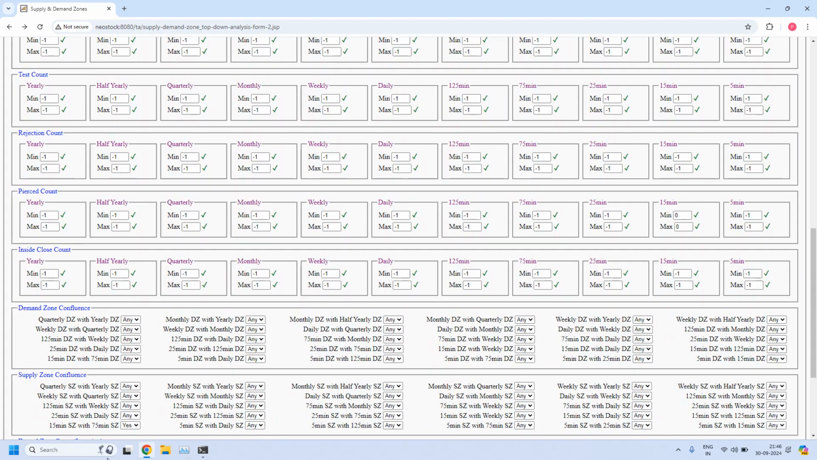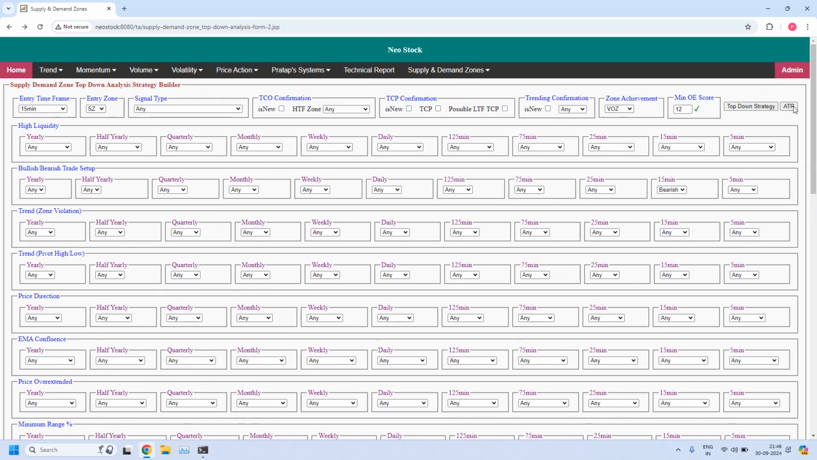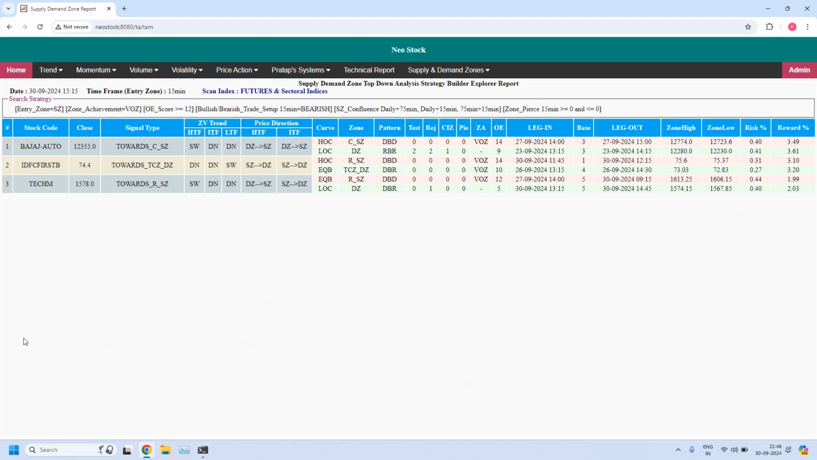In the supply zone confluence, 15 minute supply zone with 75 minute supply zone is enabled. Next 15 minute supply zone with daily supply zone, I'm enabling the filter. And also 75 minute supply zone with daily supply zone, also I'm enabling the filter. With all the 3 filters, let's verify how many stocks we get out of 4. 3 stocks. These 3 stocks are having LTF, ITF, HTF confluence. That means 15 minute supply zone is part of 75. Both together is again part of the daily supply zone. And in this daily trend, second one is having downtrend. If it is having daily EMA confluence, it is a high probability setup. Let's verify.